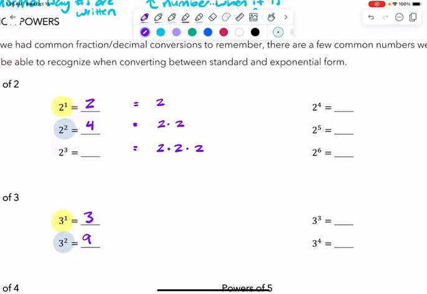So for 2 to the power of 3, that's my base of 2 being included in the repeated multiplication a total of 3 times. Right? 1, 2, 3. Something I'm just going to point out is that notice I didn't say it's multiplying by itself 3 times, because that language is not necessarily accurate.